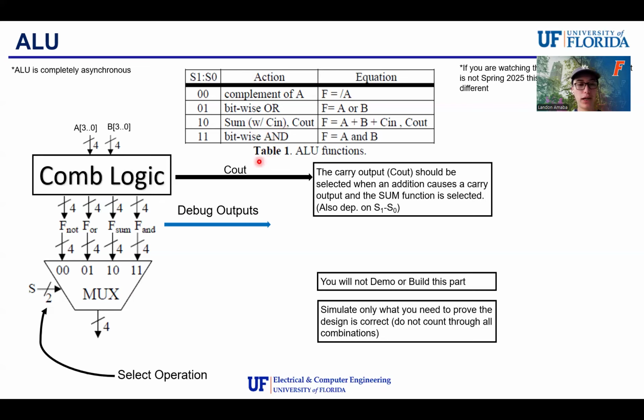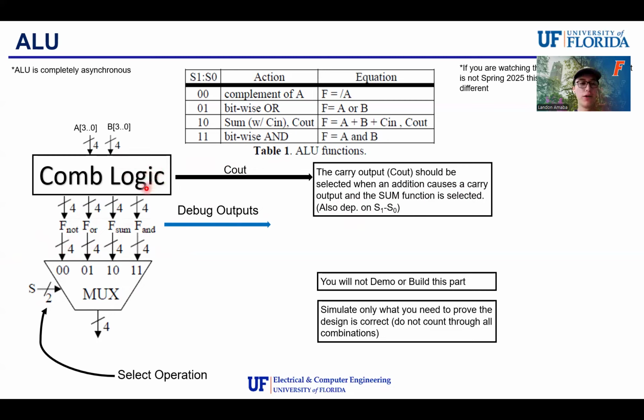So another thing I'm going to point out is this C out. This is basically your carry output. So this carry output should be selected when the addition causes a carry. And of course, this should only be true when you're performing the sum function, since carry out is only relevant when the summing is being performed. So for example, if you ever select a complement, an OR or the AND function, there's no instance where cout will be true. So therefore, it'll be dependent on S1 and S0. So take this into consideration when you design your combinatorial logic.